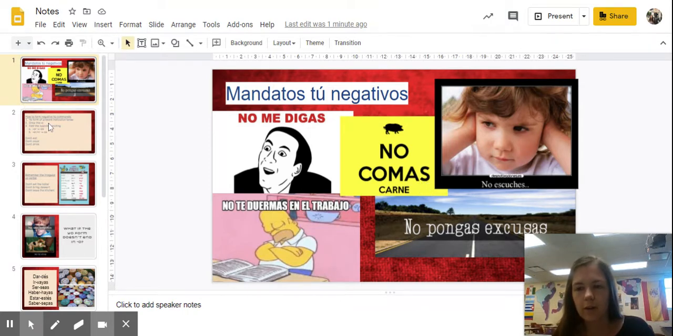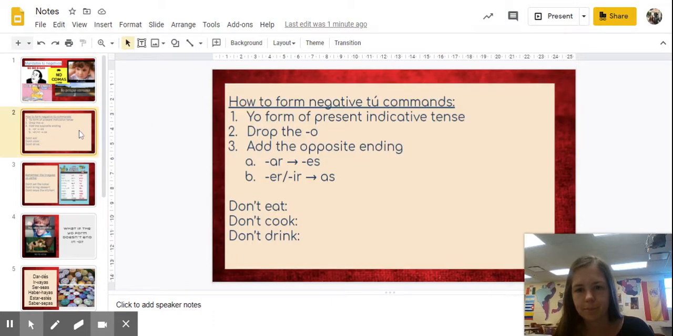So this is for when you're telling someone what not to do, like as a command. If I'm just making a general statement like you don't eat meat, that would still be no comes with the es, carne, or you don't listen in class, it would be no escuchas en clase with the as, but here we're seeing something different. And then we have a few that are like no me digas, or don't tell me, no te duermas en el trabajo, for instance.